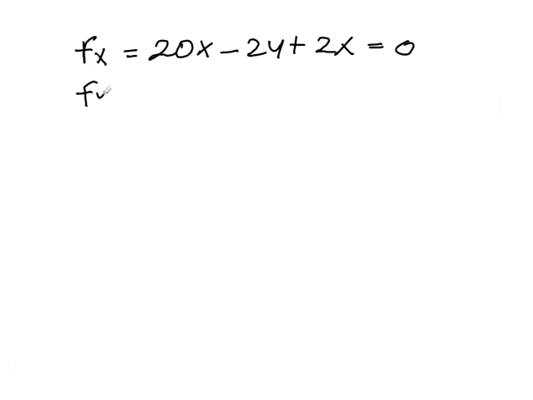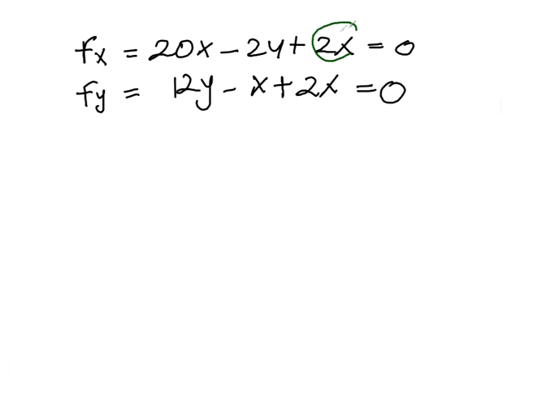After multiplying function x with 2, we will obtain 20x minus 2y plus 2 lambda equals to 0. Our function y still remains the same: 12y minus x plus 2 lambda equals to 0. As can be seen, we have the same value for our lambdas. Therefore, we can solve for x and y using the simultaneous equation technique.